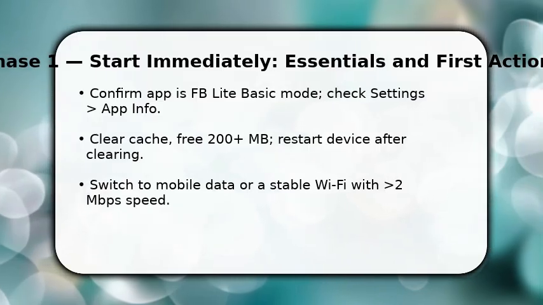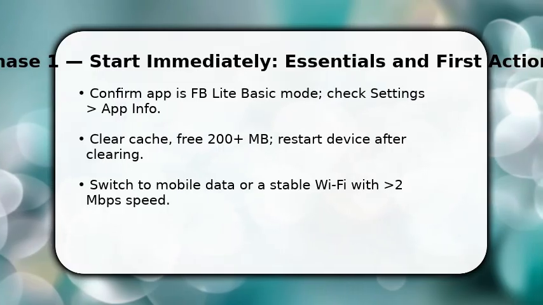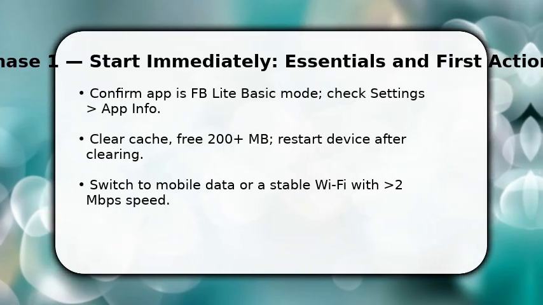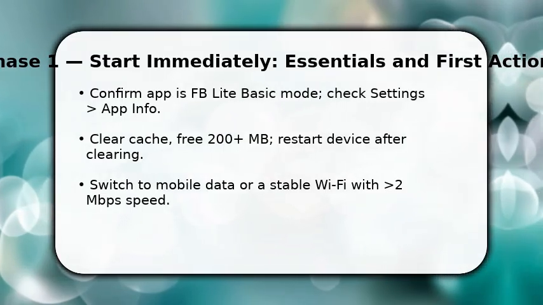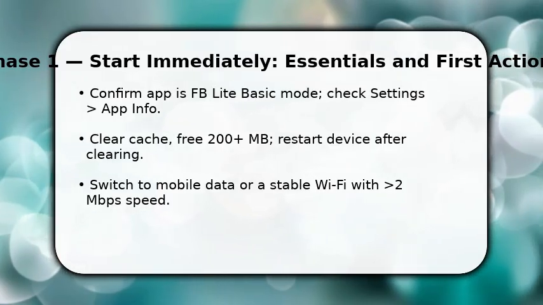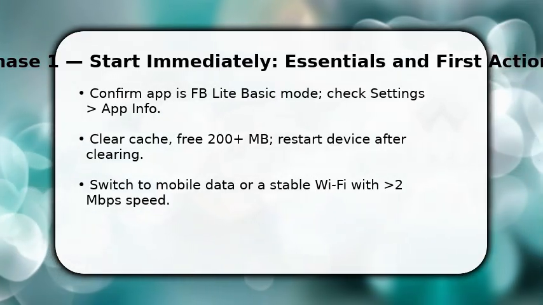You start by confirming FB Lite is actually in basic mode. Open Settings and inspect App Info. Clear the cache now to remove old, conflicting files and free at least 200 MB so the app can update resources. Once done, restart your phone to flush memory.